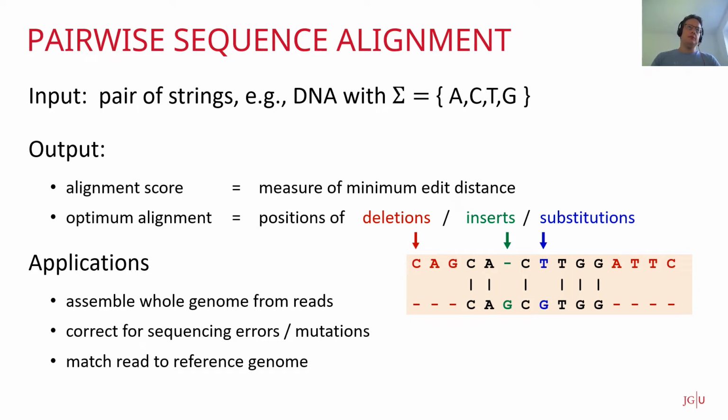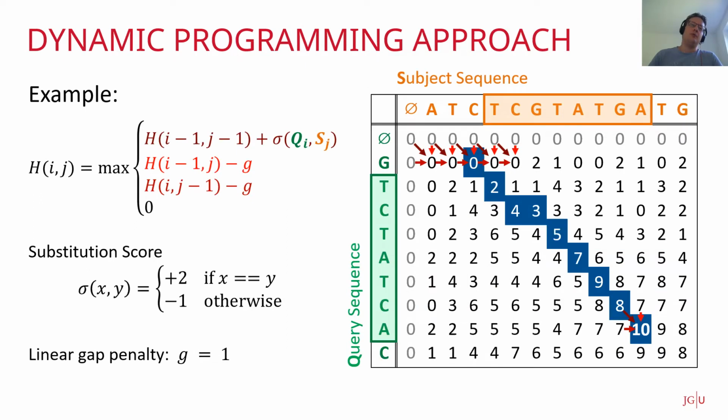The input for a sequence alignment is a pair of strings, e.g. DNA, with the letters A, C, T, G. The output is either an alignment score, which is a measure of the minimum edit distance to make these two sequences identical, or an alignment score plus an optimum alignment, which is the actual positions of deletions, inserts, or substitutions to make these two sequences match optimally. Optimum alignments are computed using dynamic programming, for example, with the Smith-Waterman or Needleman-Wunsch algorithm.